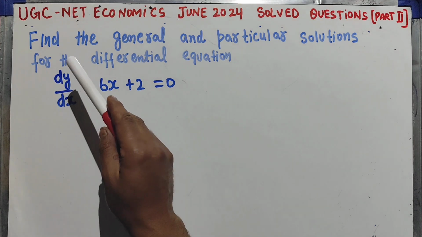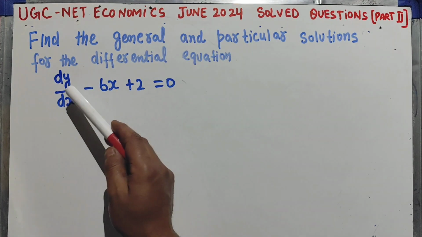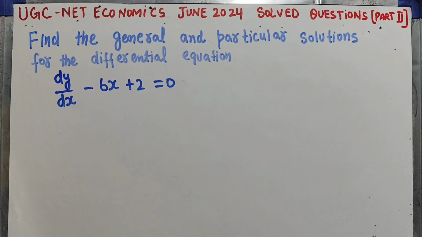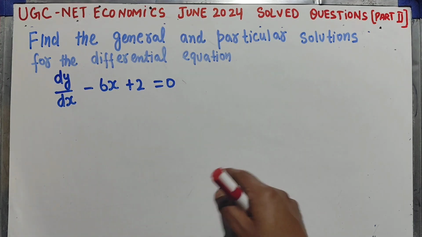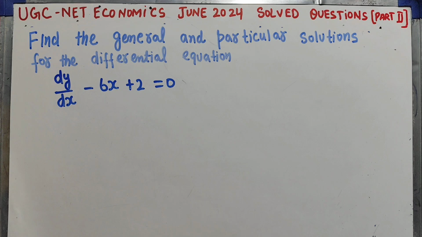Next question is, find the general and particular solutions for the differential equation dy upon dx minus 6x plus 2 is equal to 0. I have not written the options here because those would have taken too much space here. So how do we solve this?